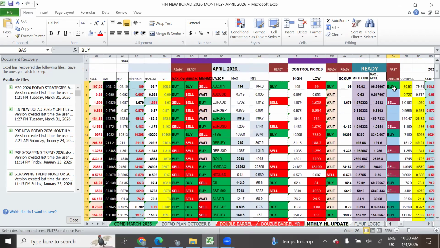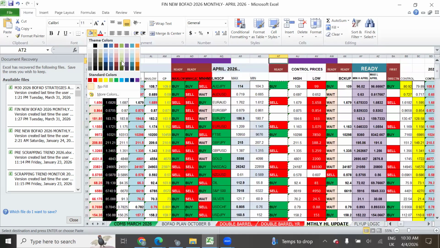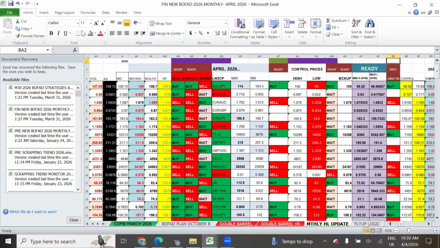If this changes from this, then I know that the market has changed. Let me color it yellow, or a color that will blend together here, which is what we're going to use to control it. So this column and this column, once they change direction, then we know that the market is going to the opposite side for the rest of the year.